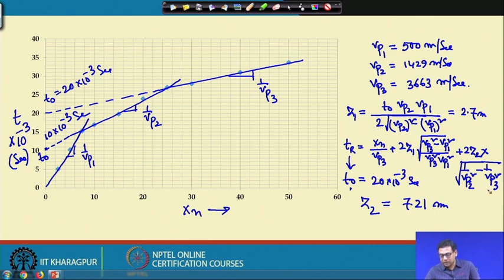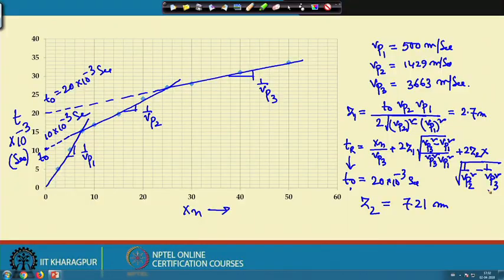So, this derivation I have not done. This is for a 3 layer system. Here we can do it for an n number of layer system also. I have done the derivation for a 2 layer system, but you can extend it to a 3 layer system, and you will get this type of expression of T r. Here these are the 3 velocities of the wave, and these are the thicknesses of each layer, 2.7 meter and 7.21 meter. So, this is the example.